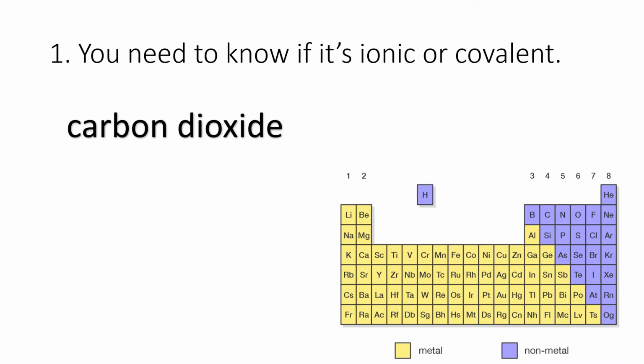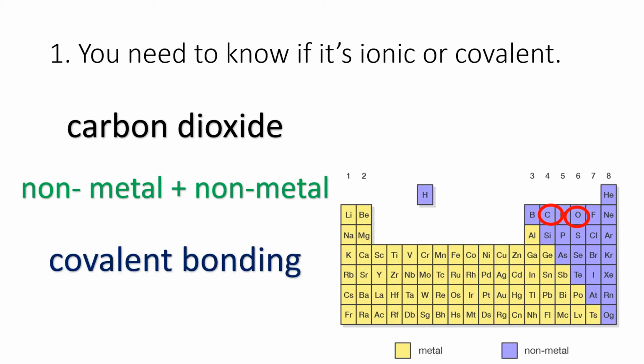Pause the video and have a go at carbon dioxide. Okay, so carbon is here, it's a non-metal. Dioxide, do not be fooled, di just means two. You're looking for what element that is. Hopefully you would recognise oxygen, which is here. Don't be fooled by di. So two non-metals again, and therefore a covalent bond.